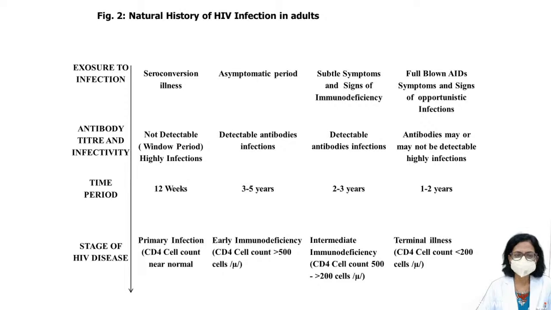So there are 4 stages of the disease. Initial seroconversion illness, when the patient is symptomatic and the antibodies are not detectable, but they are infectious and CD4 count is normal. Then the asymptomatic period, when the body controls the infection, there may be detectable antibodies, there may be normal counts, and the woman is asymptomatic. Then there are subtle symptoms and signs of immunodeficiency. Antibodies are detectable, CD4 counts are falling. Then we have full-blown AIDS with signs and symptoms of opportunistic infections and terminal illness and CD4 counts less than 200.